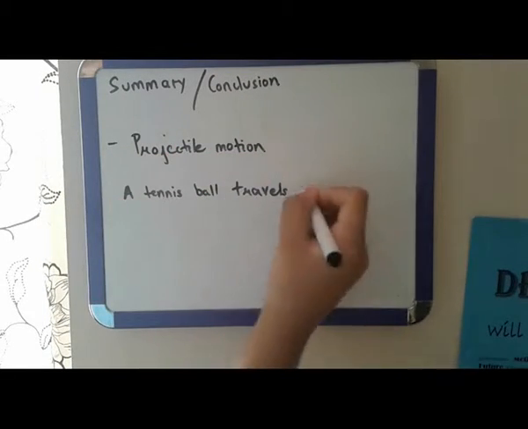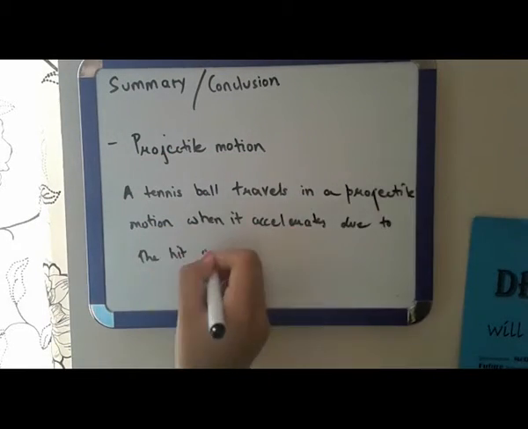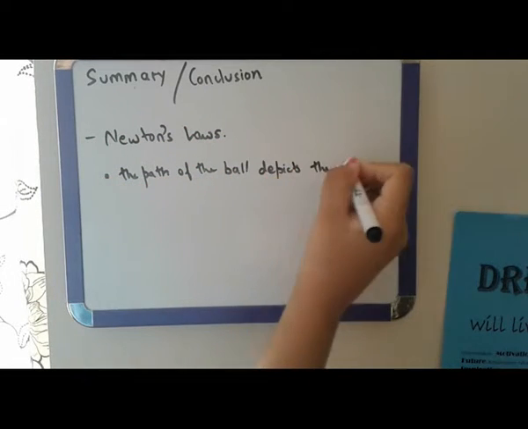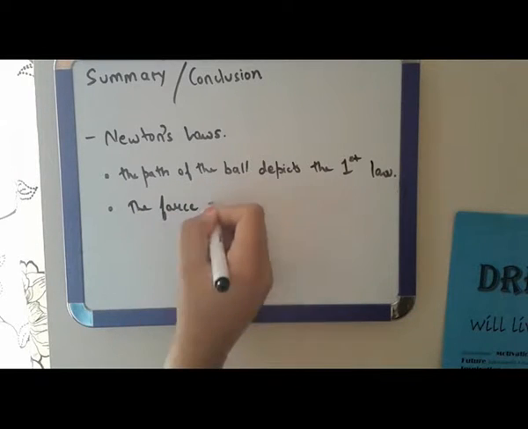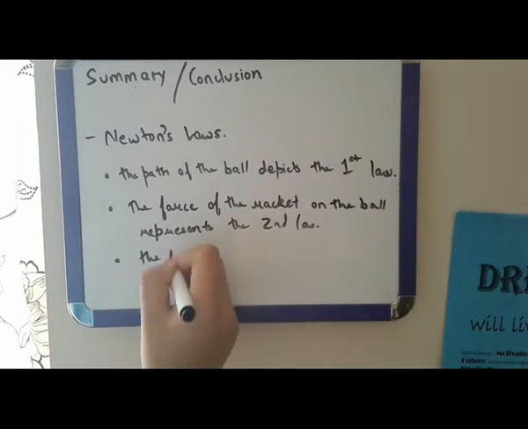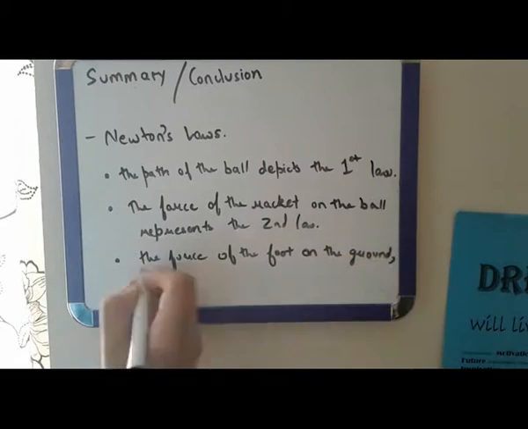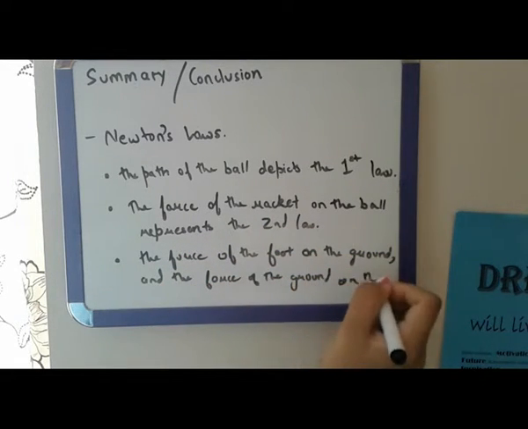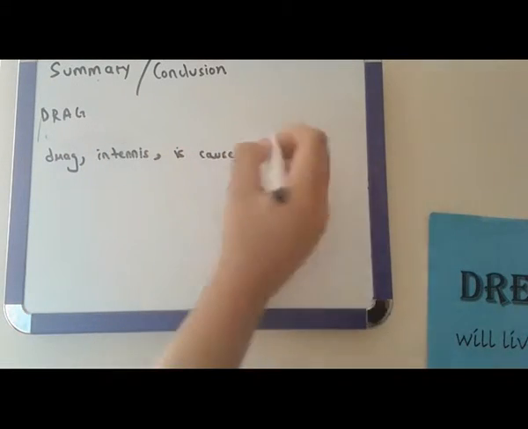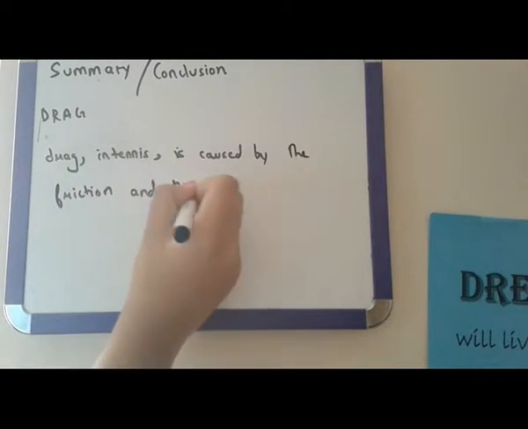A tennis ball travels in a projectile motion when it gets hit by the racket. Newton's laws also come into play. The path of the ball depicts the first law. The force of the racket on the ball represents the second law. And lastly, the force of your foot on the ground and the ground's force on your foot is the third law. Drag: in tennis, drag is caused by the friction the ball and the air produce.